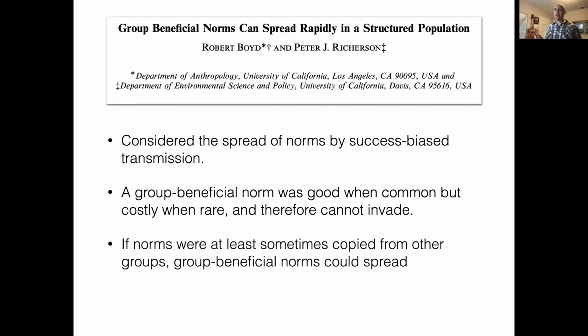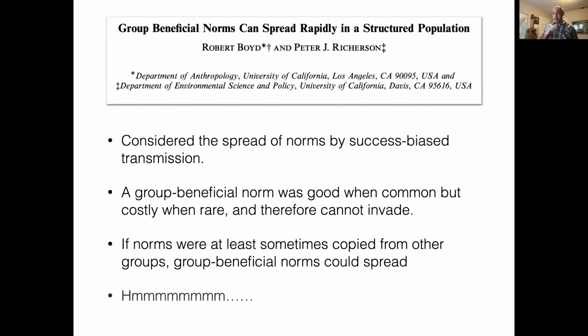But here's the thing, they also included a group structure. And they imagine, what if you have groups that have different norms? And sometimes norms from other groups are copied. Because you might say, well, those people in that other group are doing really well. They're doing better than I am, and they have that norm. So maybe I'll try that norm, even though it's going to be penalized in my group. And if that happens enough, then it can sort of increase the threshold of the group beneficial norm enough in the original population that it crosses the threshold to spread, and it spreads. And they showed that this can happen even with very small amounts of intergroup interaction, like 1%.